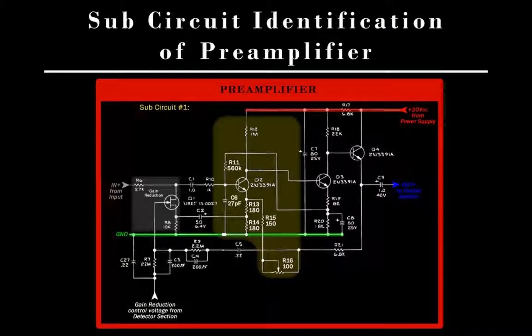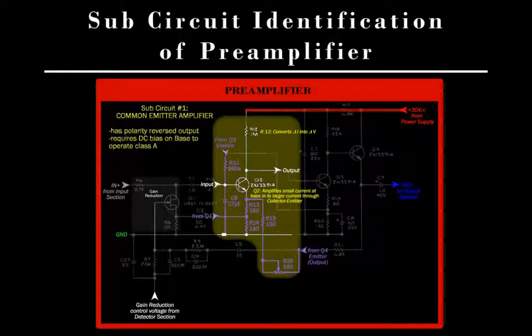So here we have our preamp circuit. In most cases, every active component you find will be part of a subcircuit, or will be the central portion of a subcircuit. So here I've highlighted the area around Q2. I'm going to look at the subcircuit that's involved in that. Q1 right here is actually the gain reduction portion of the circuit, so we're looking at everything past that. So this is our first active component, Q2. That's what we'll start with.